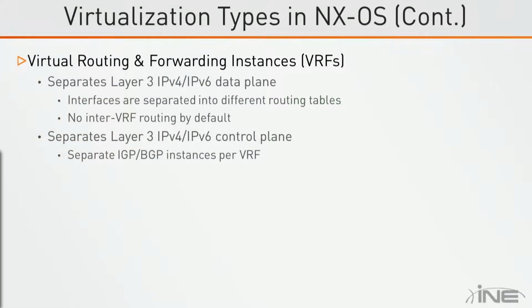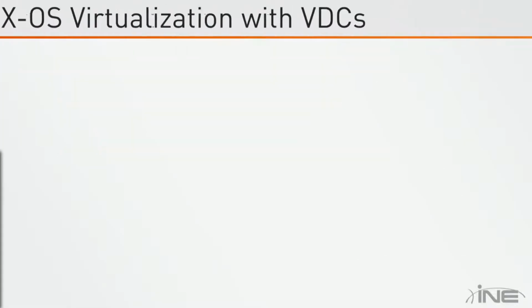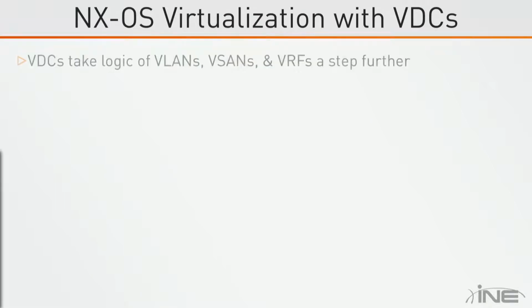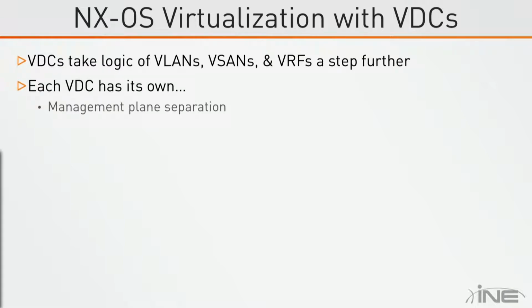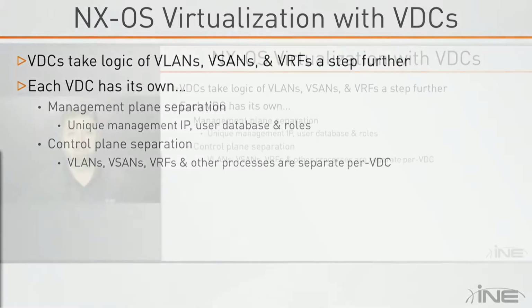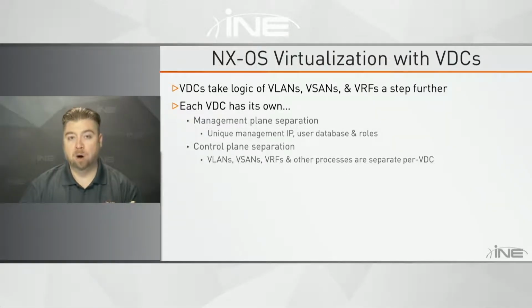Now, the VDCs are essentially taking this one step further, and within an individual virtual device context, we can have our own grouping of VLANs, vSANs, and VRFs, separating the management plane of how do we configure OSPF, how do we configure our management 0 IP addresses, how do we configure our user database, the control plane in terms of what are the VLANs that we're using, meaning that VLAN 10 in VDC 1 is not the same as VLAN 10 in VDC 2 from a control plane point of view.